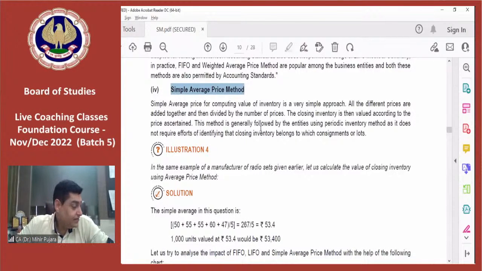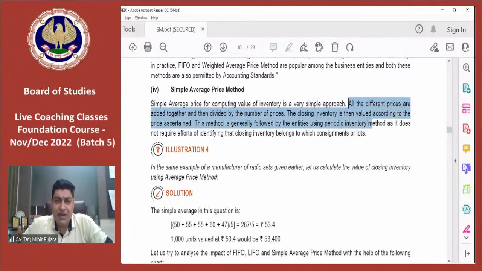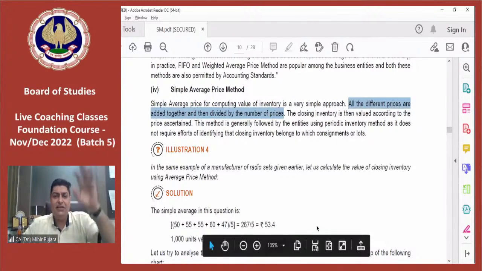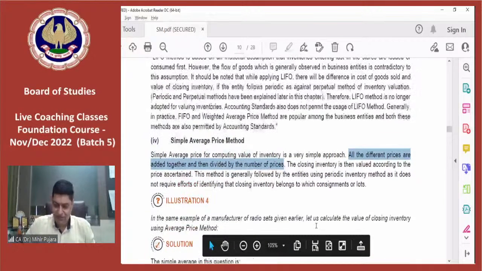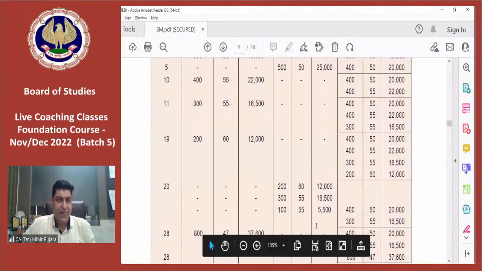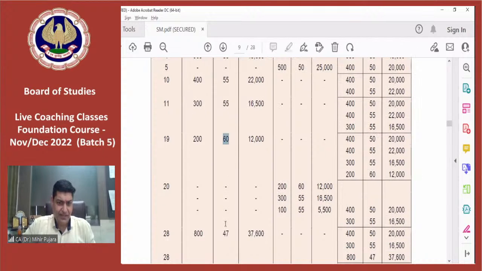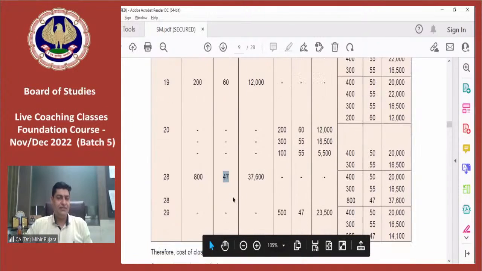Simple average method. Now, what is this method about? As you can understand, simple average price for computing value of inventory is a very simple approach. All the different prices are added and divided by the number of prices. So if you see our prices here, guys, in the last question we had 5 prices: 50, 55, one more 55, 60 and 47, right?